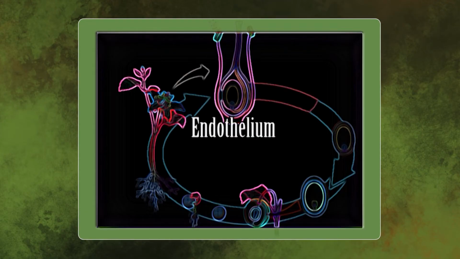The unitegmic condition of ovules is considered to be derived from fusion of the two integuments or by suppression of one integument. Next is endothelium. In some plants with unitegmic ovules, the nucellus degenerates at an early stage of ovule development and the innermost layer of the integument becomes specialized to perform the nutritive function for the embryo sac. This specialized tissue present around the embryo sac is called endothelium.